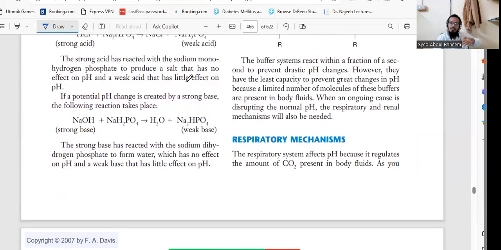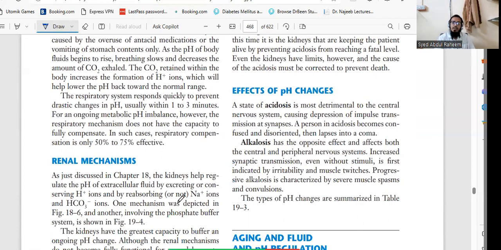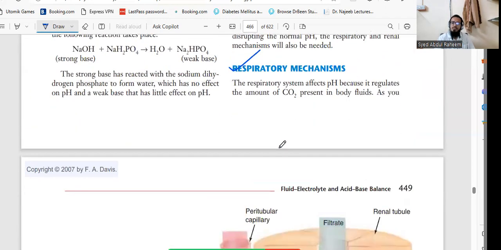And we have two mechanisms. If these systems also fail and the pH is not maintained, we will utilize a respiratory mechanism, and another one is the renal mechanism. So what will the respiratory system do?